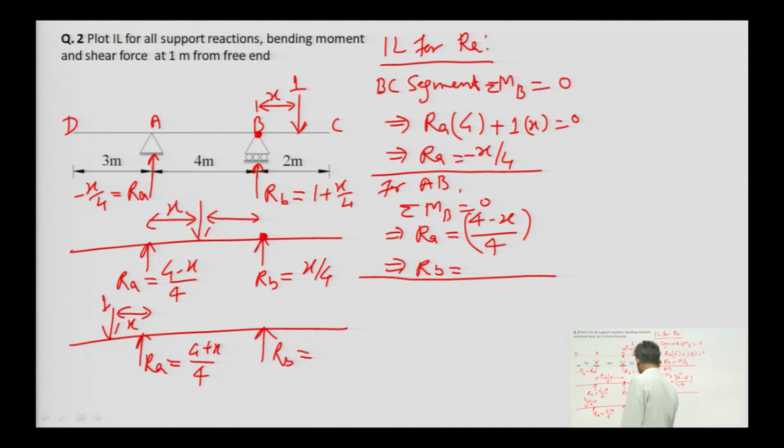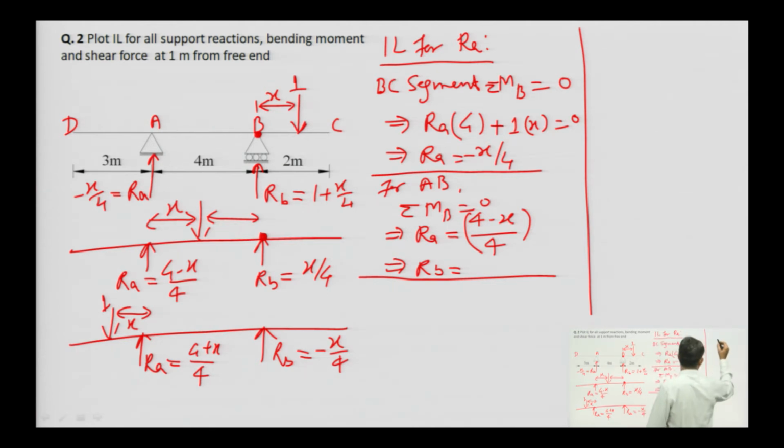RB value will be minus x by 4. With the help of these calculations, we can plot the IL for RA and RB. Suppose this point is D, this point is A, this point is B, and this point is C.